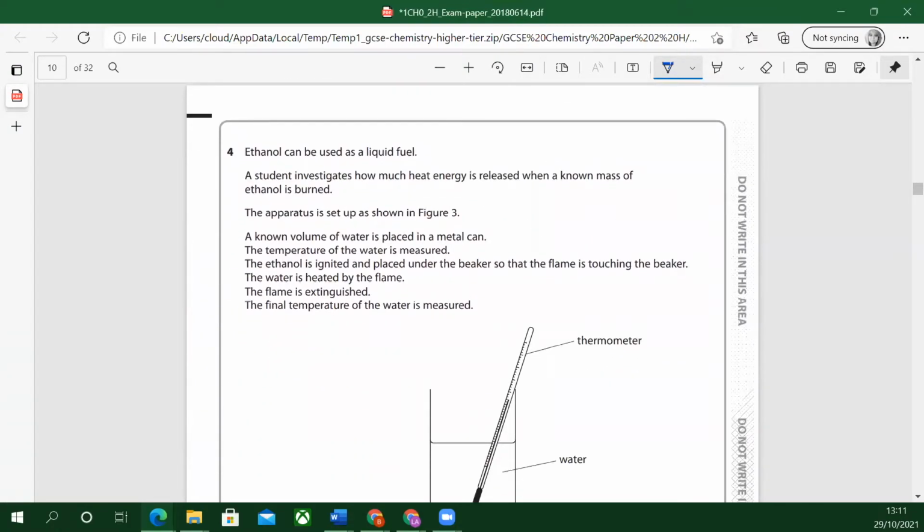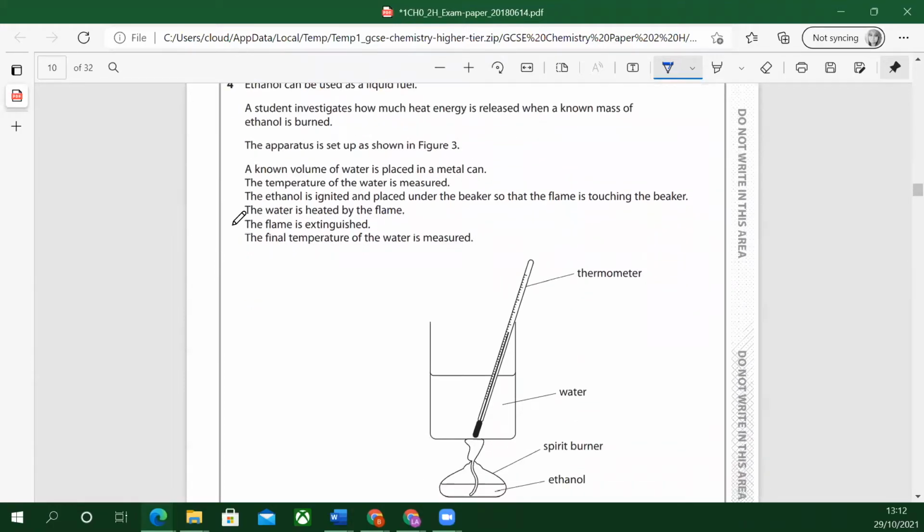Okay, so we need combustion, it looks like. Ethanol can be used as a liquid fuel. Ethanol is a type of alcohol. A student investigates how much heat energy is released when a known mass of ethanol is burned. The apparatus is shown in figure 3. I've done this in class with students. A known volume of water is placed in a metal can. The temperature of the water is measured.